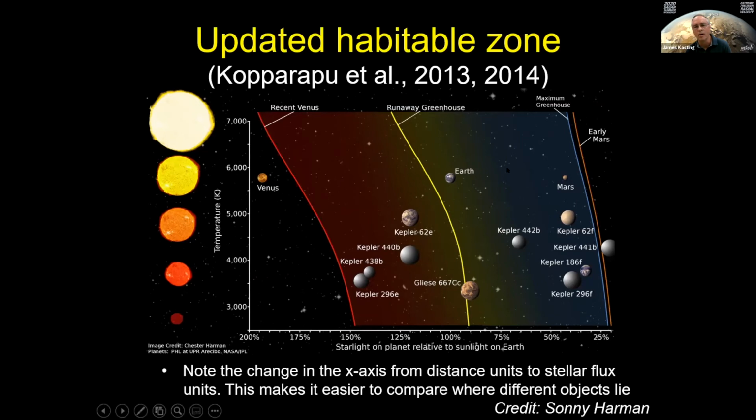Venus, Earth, and Mars are shown here. But doing the diagram this way sort of blows up the habitable zone, so you can see what's going on around different types of stars. And you can see also that this habitable zone by this time is now populated with various objects, mostly from the Kepler catalog. I think Gliese 667c was a radial velocity planet.